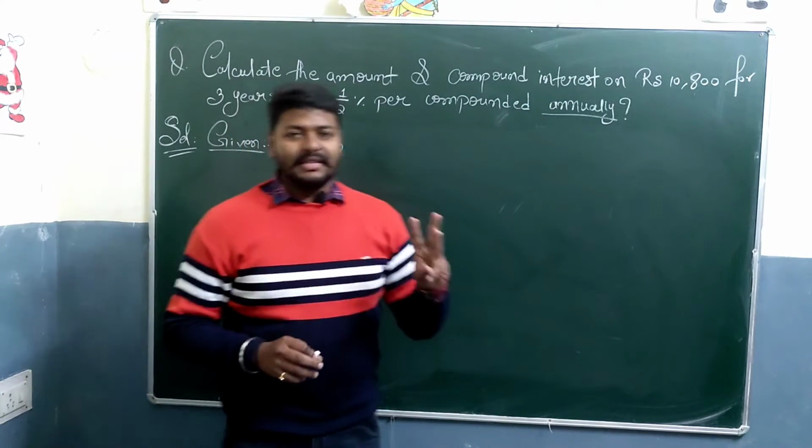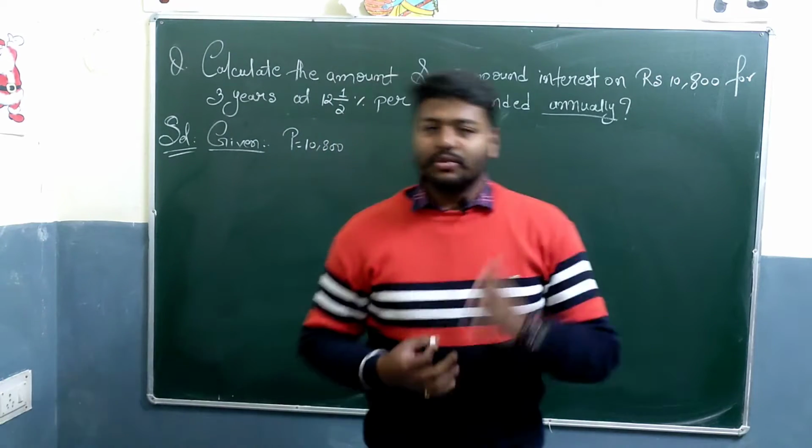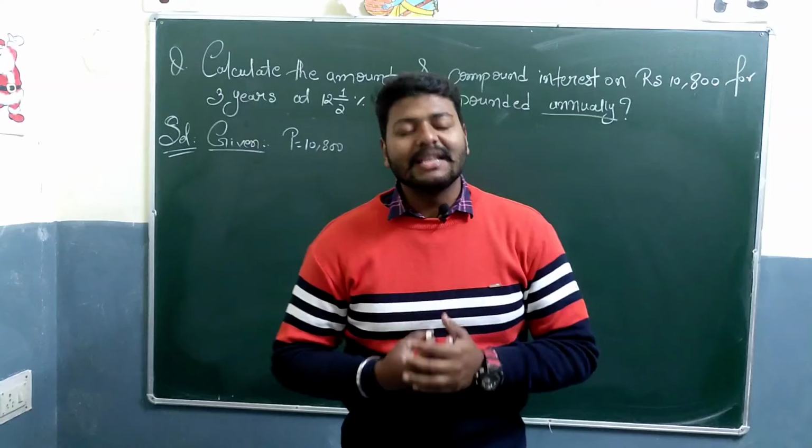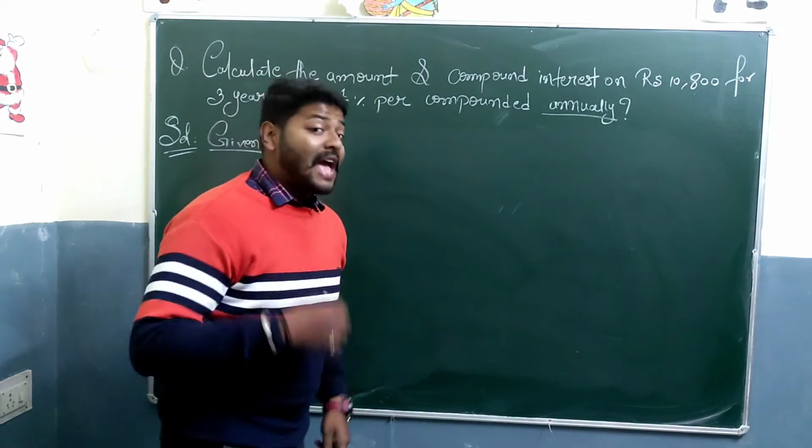There are three types: annually, half yearly, quarterly. Annually means 12 months, half yearly means 6 months and quarterly means 3 months. So students, here we have to calculate annually.